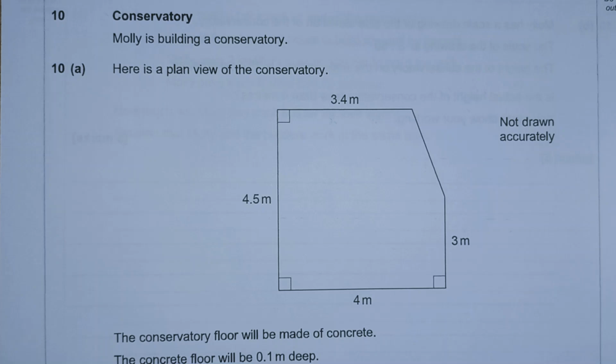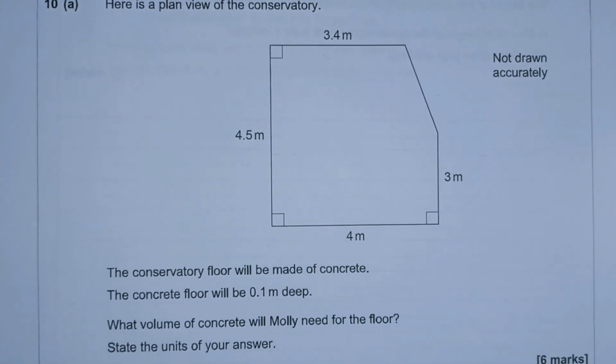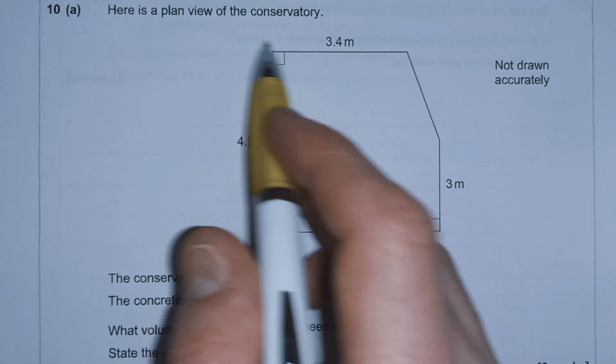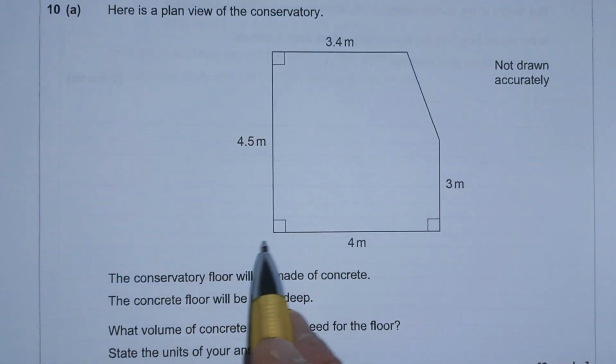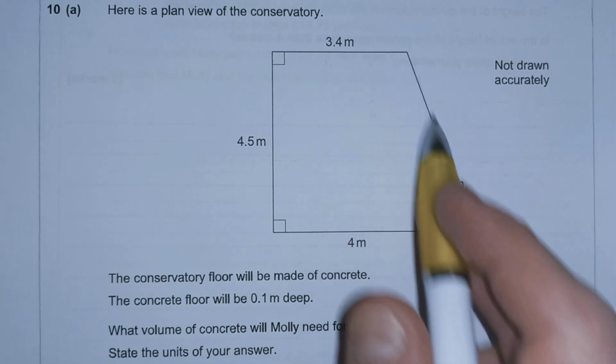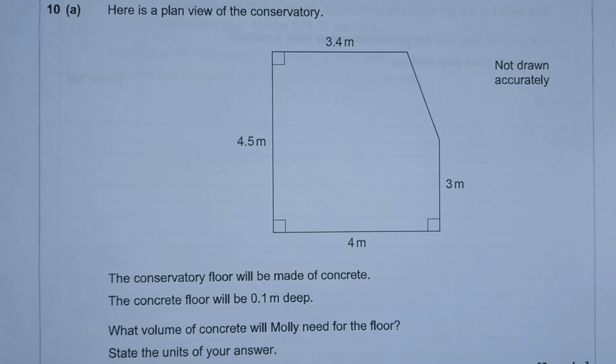Question 10. Conservatory. Molly is building a conservatory. 10A. Here is a plan view of the conservatory, so looking straight down onto that conservatory. Let's pick this up. Okay. And we can see it's 3.4 metres this way, 4.5 metres down, 4 metres across, 3 metres up, and we haven't got this measurement on the diagonal there.